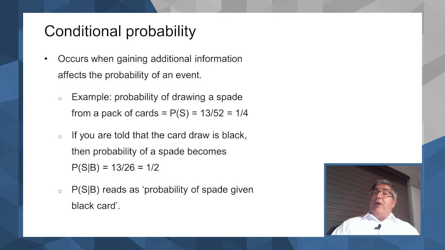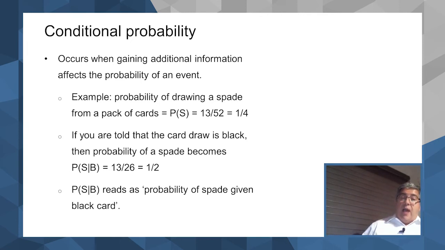So by doing that, by getting more information, I can get a better calculation of probability. All of this long explanation is called a conditional probability, where I gain information about a certain event, and that information will affect the outcome of that event. So the example is there.